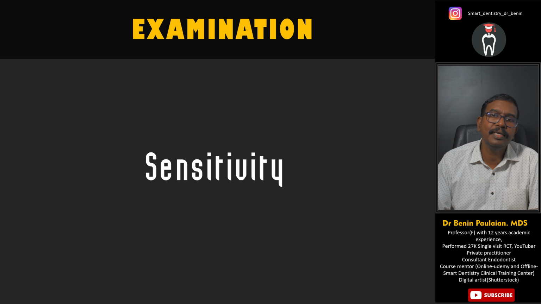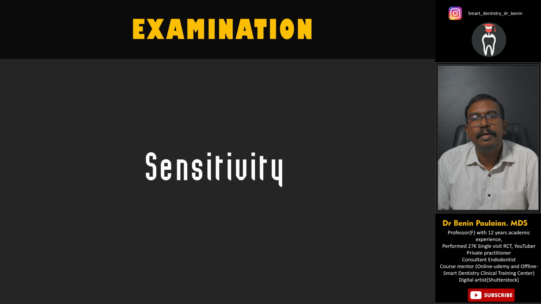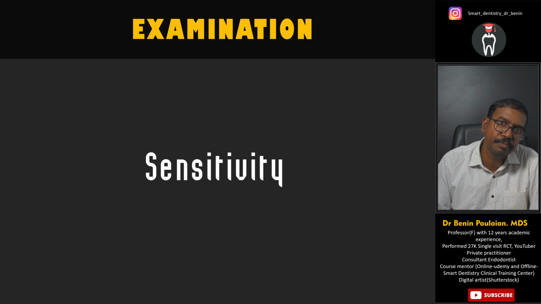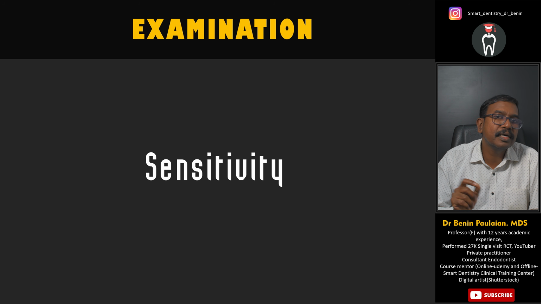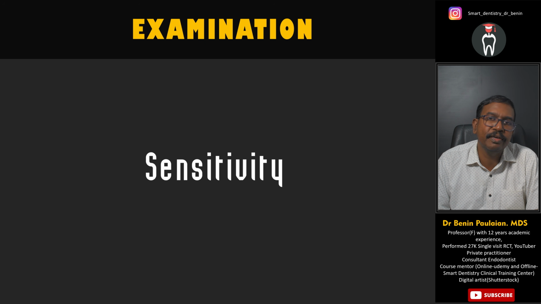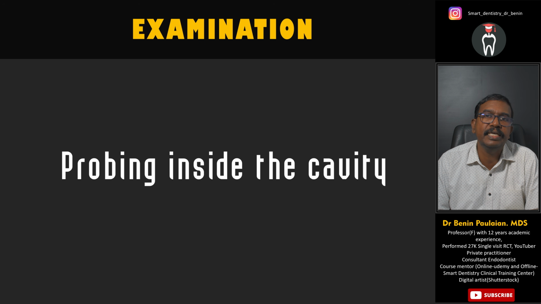Then we should always look for whether it is sensitivity or pain. How do we check for sensitivity or pain? Again, we can use a 3-way syringe, or we can use a CPITN probe, and we can just rub it over the decay, over the abraded areas, or towards the fractured area, and differentiate whether it is sensitivity or pain.